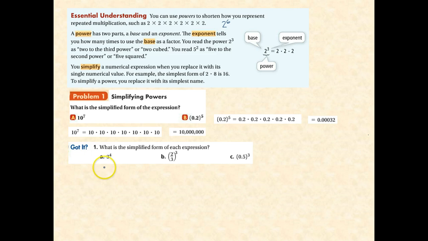So what's the simplified form of each one of these expressions? 3 to the 4th power means 3 times 3 times 3 times 3. And I know that 3 times 3 is 9, so these two become 9 times another 9, which is 81.